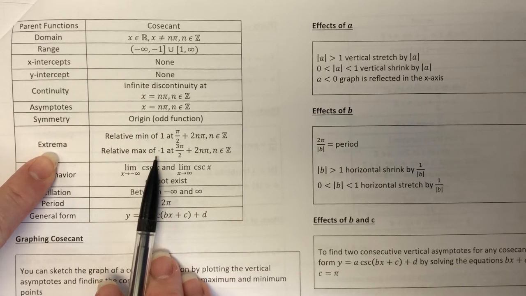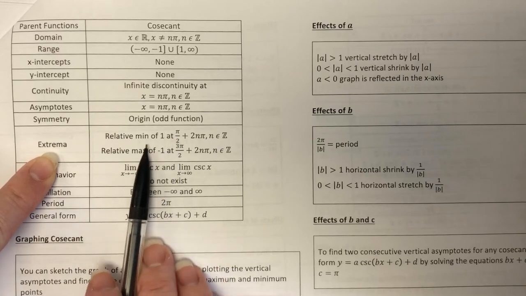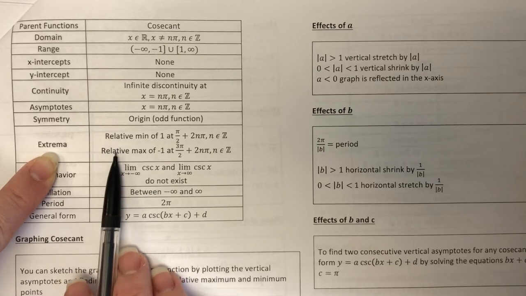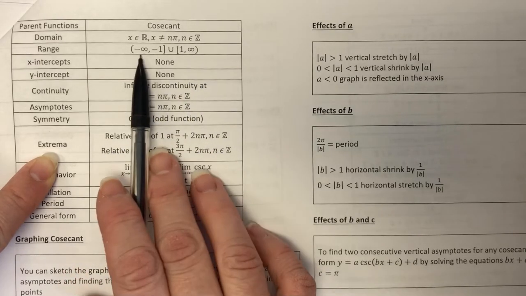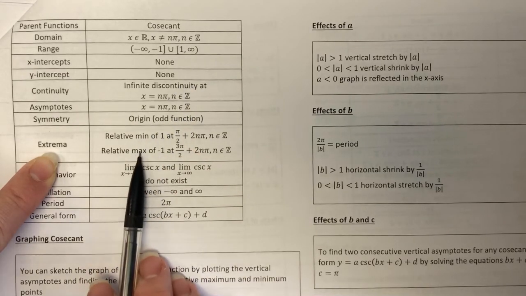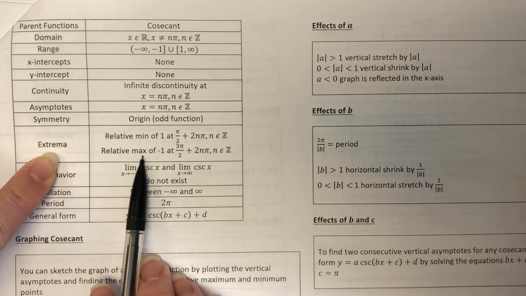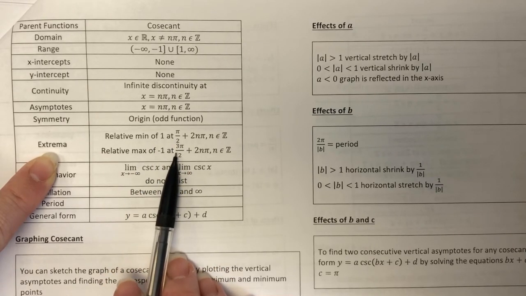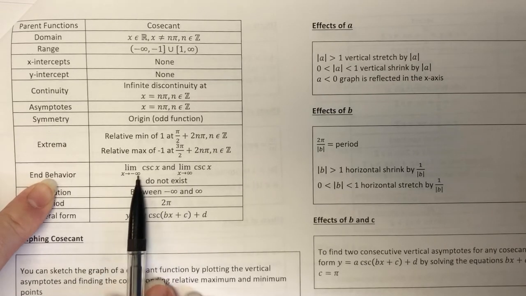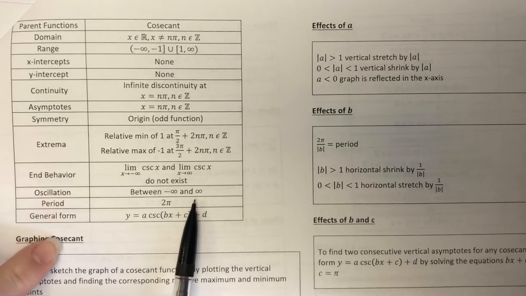Unlike the last two graphs, tangent and cotangent, I am back to having minimums and maximums. Now, these are not absolute. These are going to be relative because my graph goes down to negative infinity and up to positive infinity. So these graphs are going to have relative minimums and relative maximums. And they're going to be, again, infinitely many. End behavior does not exist. Oscillating again between negative pi and pi.